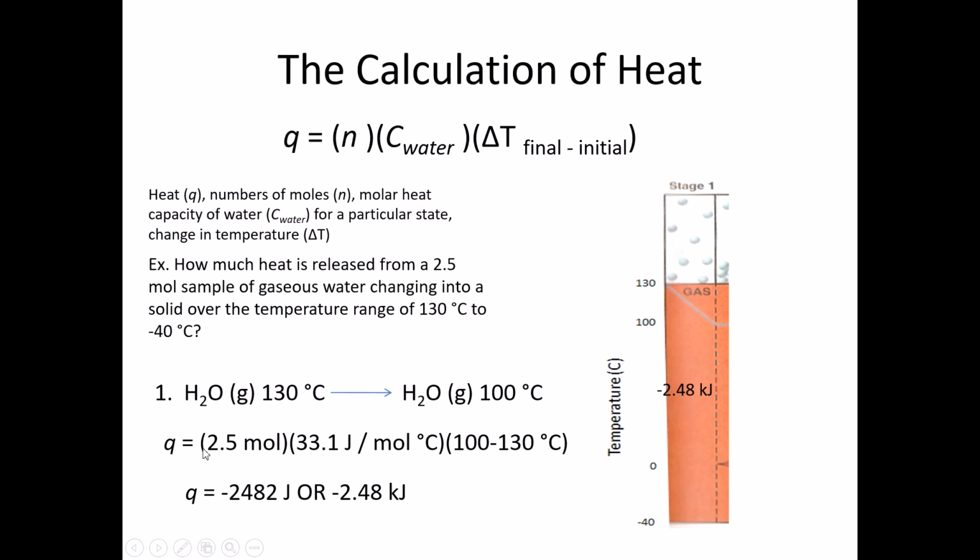So Q is equal to 2.5 moles, that's our M, times our heat capacity. This is a constant value. You'd be given constant values. You do not have to memorize them. And then times our delta T, which is final minus initial. Final temperature is 100 for this step, beginning at 130. Alright, so this is where our negative value comes in. So we have Q is equal to minus 2,482 joules, or negative 2.48 kilojoules. Just for that first step, this is the heat that is released.